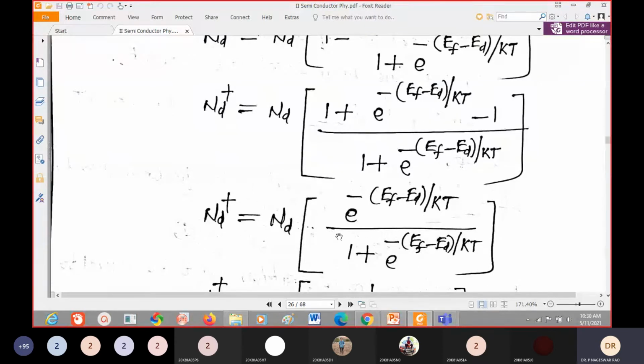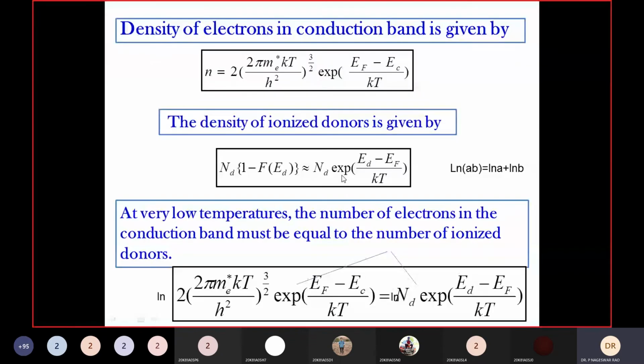So instead, Nd into 1 minus f of Ed equals Nd into exponential of Ed minus Ef by kT. If you remember this, you can use it directly, with no need to simplify everything. So this is the density of electrons in the conduction band, approximately equal to Nd into exponential of Ed minus Ef by kT.